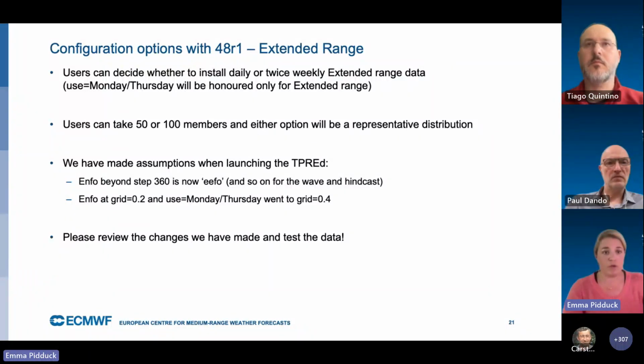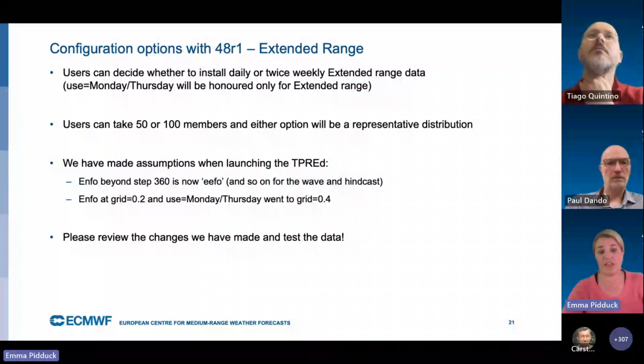You can also choose whether you will take 50 or 100 members, and either option, 50 or 100, will still give a representative distribution of the forecasts. This is if you wish to preserve the volumes or not take too much data, you can still specify 50. If you wish to take 100, you need to update this in the test system.